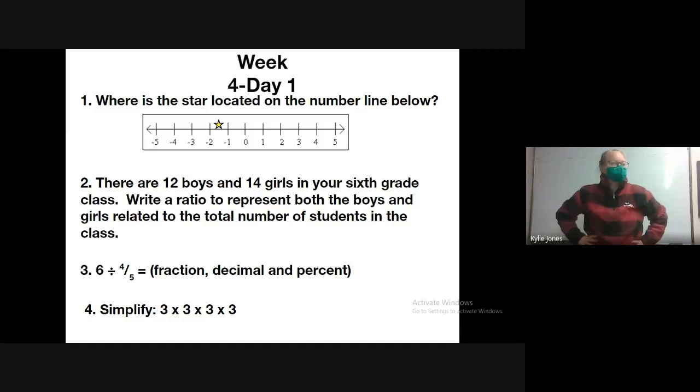One will be 14 and 12. Yeah. But you have both of them. Yeah. So boys to the total, girls to the total.